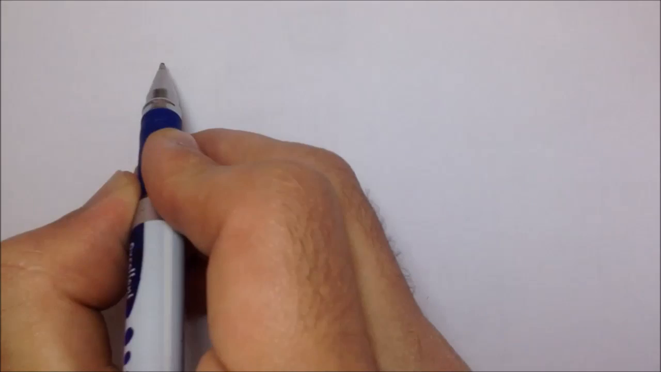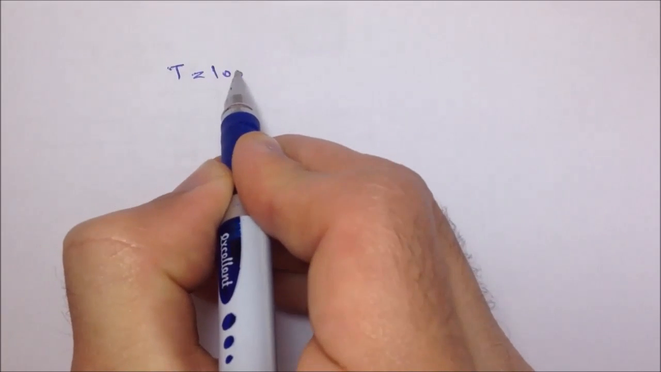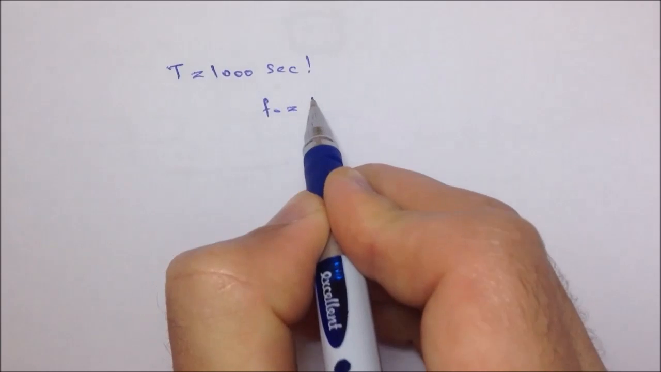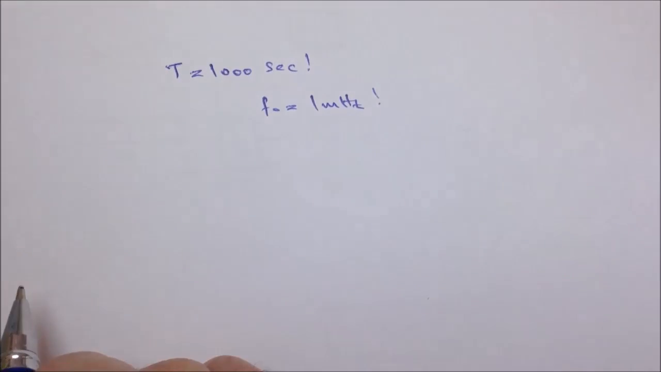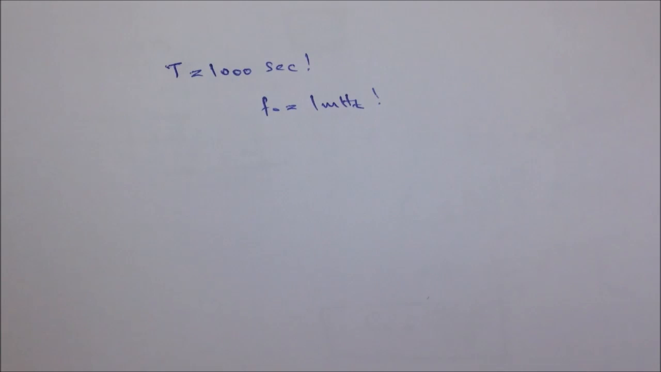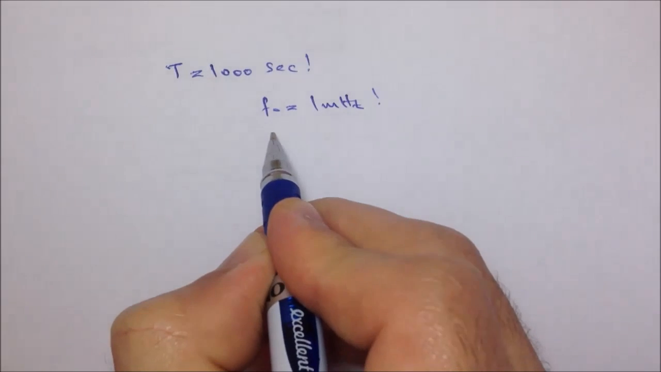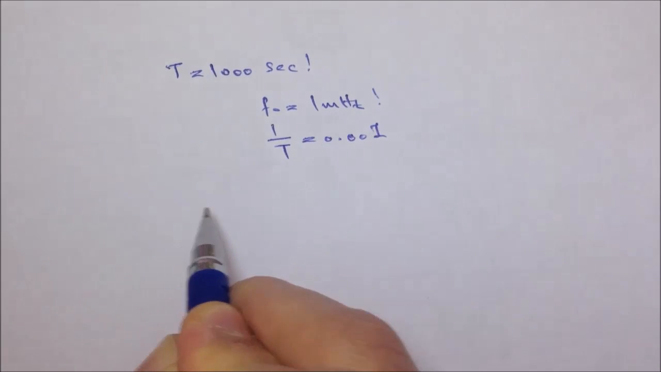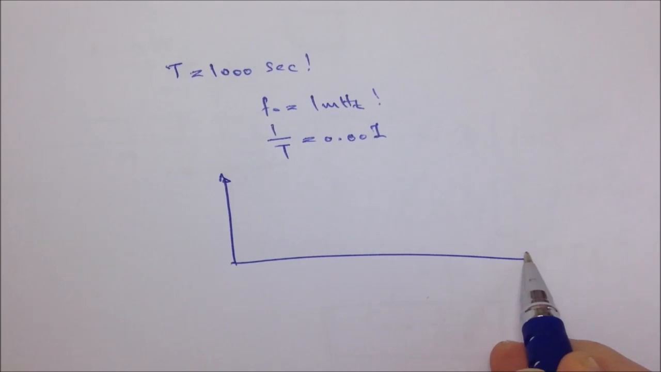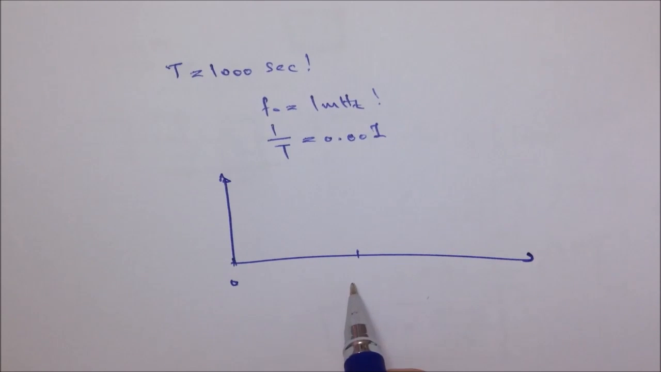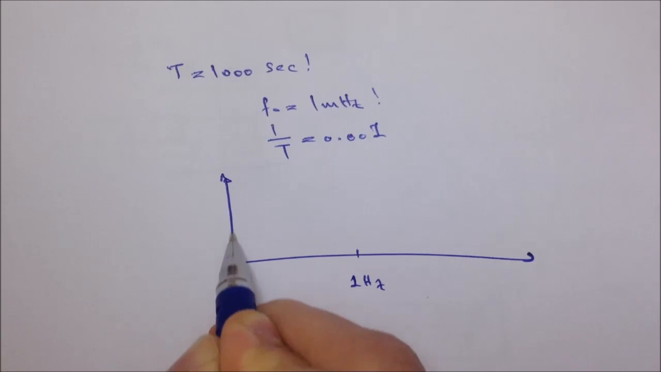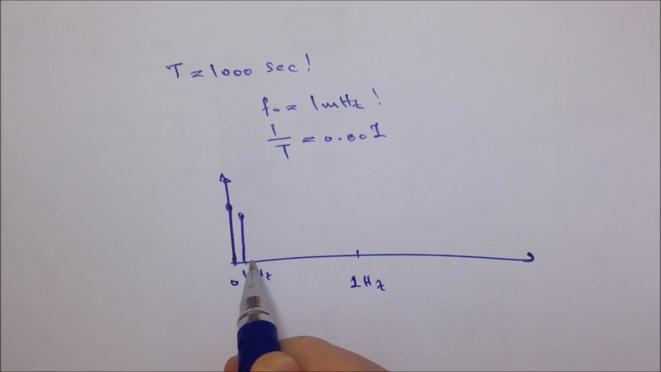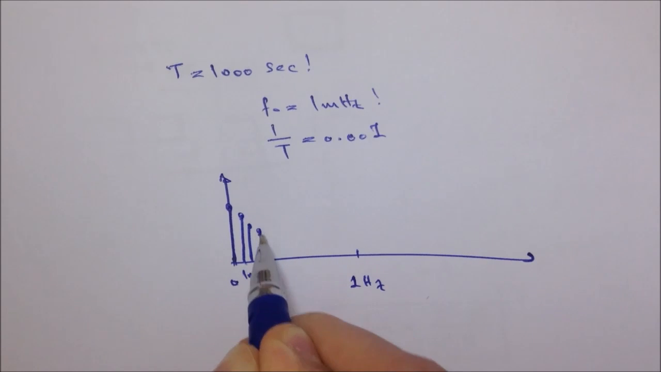Now, what if T is to be 1000 seconds? What's going to happen? Fundamental frequency will be equal to 1 millihertz only. The magnitude of harmonics will drop down to 0.001 possibly, since the normalization factor of 1 over T equals 0.001. The spectrum will look like this. So if this is 0 Hz and this is 1 Hz, fundamental frequency of 1 millihertz, second of 2 millihertz, and so on.